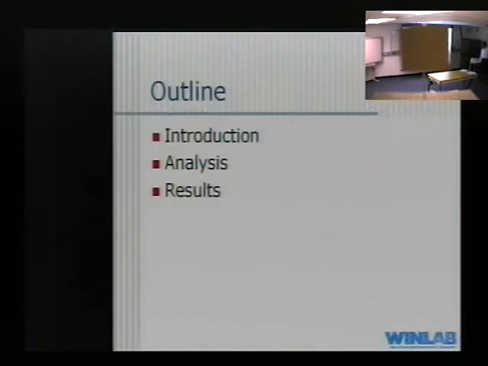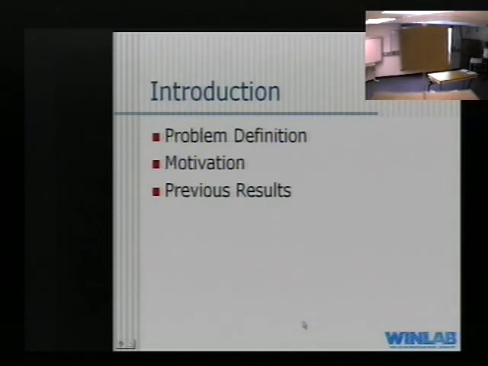This is the outline of the talk. It's really going to be a short presentation, about 30 minutes or so. It's going to be on introducing the topic, then the analysis that I've performed, and finally the results. So we'll be looking at the problem definition, the motivation for the problem, and discuss some of the previous results which led to this problem.